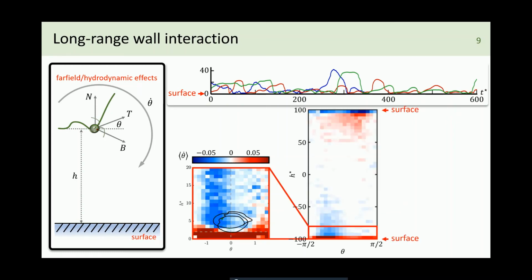When we plot this throughout the entire flow chamber, we can see that this effect is not only present at the bottom surface, but it is also present on the top surface. So this long-range effect is reminiscent of the hydrodynamic interaction of a force dipole with a surface, and our experiments are consistent with the existence of orbiting trajectories due to long-range hydrodynamic interactions.